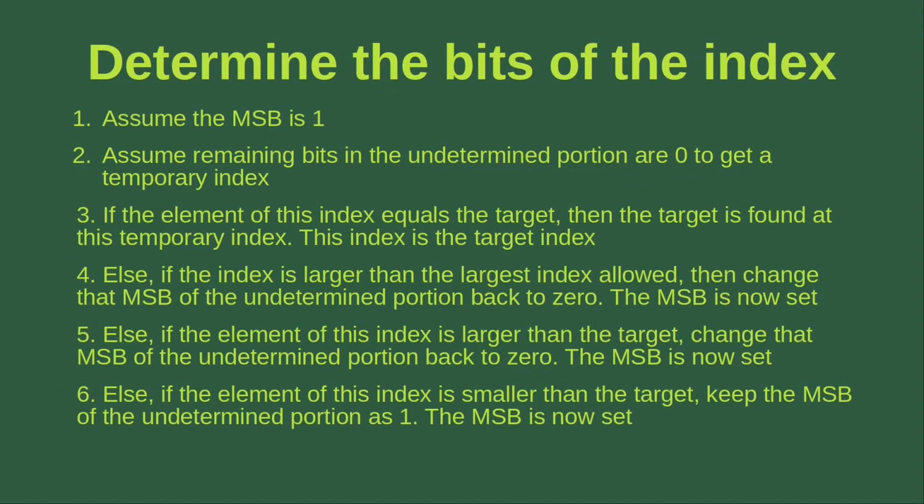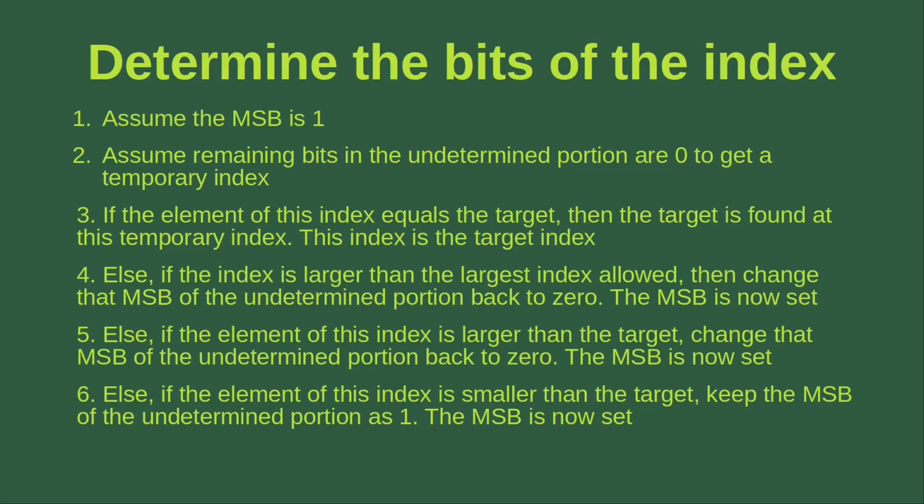Here I would like to elaborate on the way to determine the bits of the index. First, I assume that the most significant bit is 1. And then I would assume the remaining bits in the undetermined portion are all zeros to get a temporary index. If the element of this temporary index equals the target, then the target is found at this temporary index, and this index is just our target index.